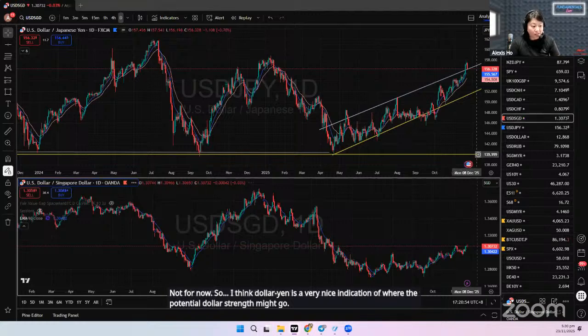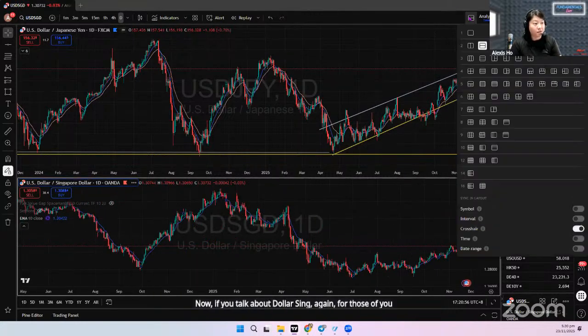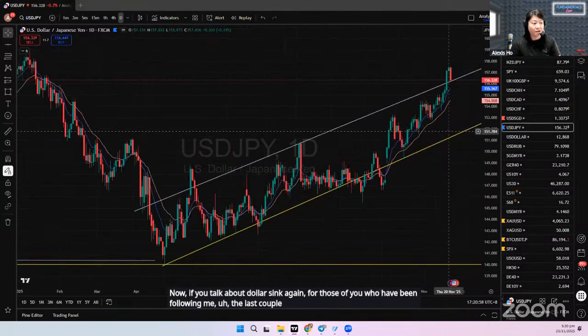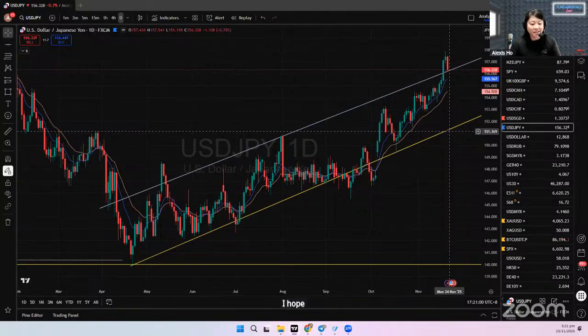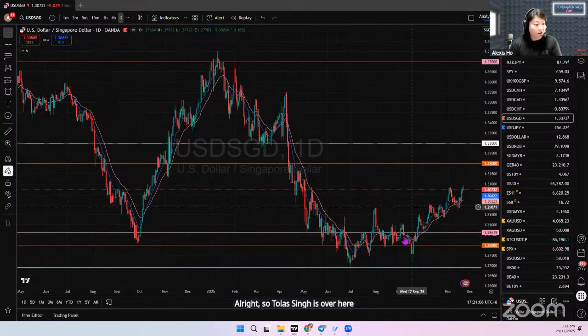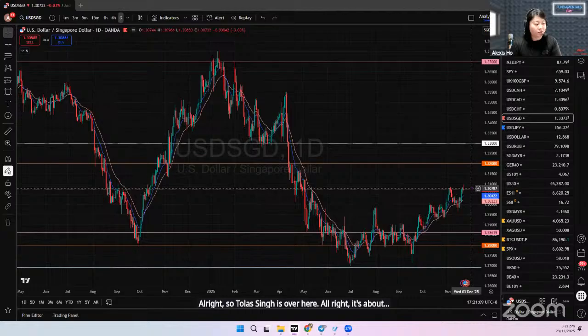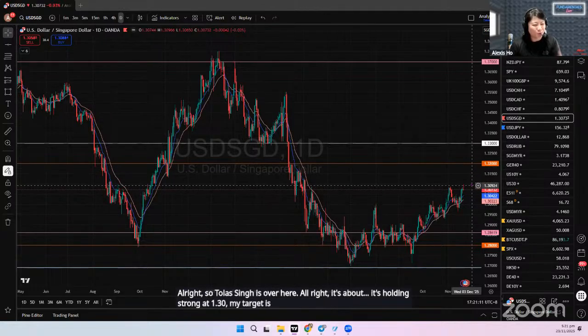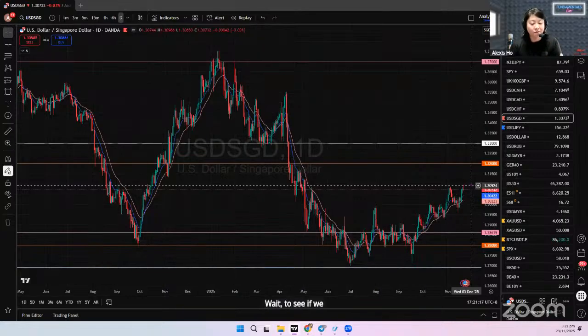Now, if we talk about dollar Sing again, for those of you who have been following me the last couple of months, I hope you have at least been conservatively riding the dollar Sing move. So dollar Sing is over here, holding strong at 1.30. My target is about 1.32. I don't know if we'll reach there by the end of the year, so I would suggest take profits and let's wait to see if we can get in on those further retracements.